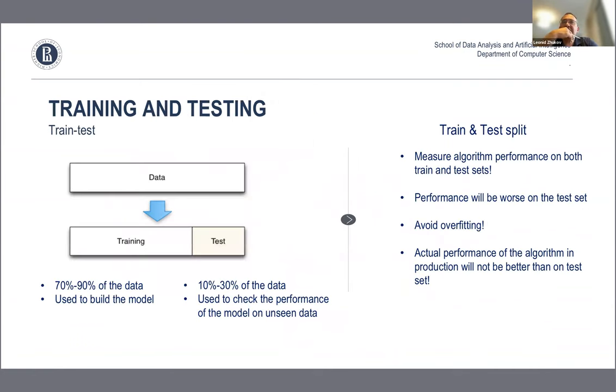The way to split the data, there are different rules of thumb. It can be like 80-20, where you take 80% of the data and use it to train the model, and 20% of the data you use to actually test the quality of the model. Now, you might say, okay, wait a minute, but then it means that in some sense, I'm not using this part of the data to train the model. I'm not using it to learn anything.